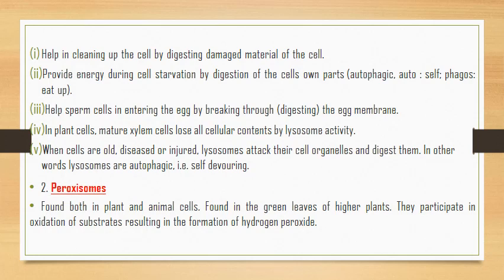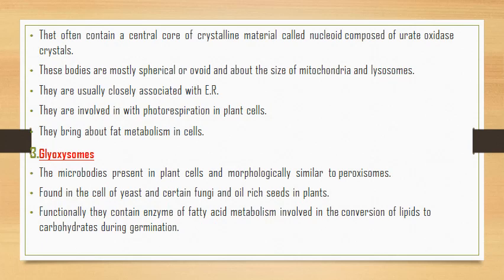Peroxisomes, found both in plant and animal cells, found in the green leaves of higher plants. They participate in oxidation of substrates, resulting in the formation of hydrogen peroxide, that often contain a central core of crystalline material called nucleoid composed of urate oxidase crystals. These bodies are mostly spherical or ovoid and about the size of mitochondria and lysosomes. They are usually closely associated with endoplasmic reticulum.